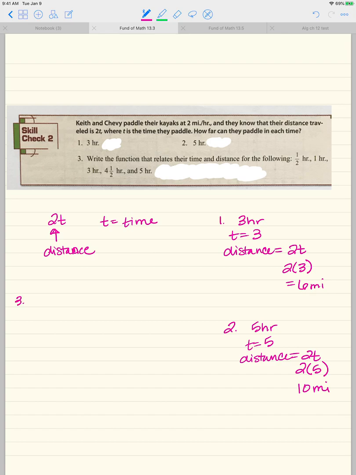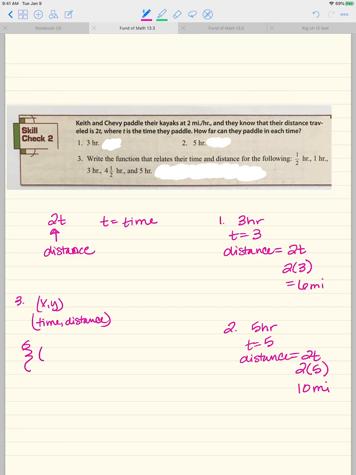Now, number 3. Write the function that relates their time and distance for the following: half hour, 1 hour, 3 hours, 4.5 hours, and 5 hours. Now, a function is a relation. So what they're really asking us to do is write the relation. X in this case is their time. Y is their distance.